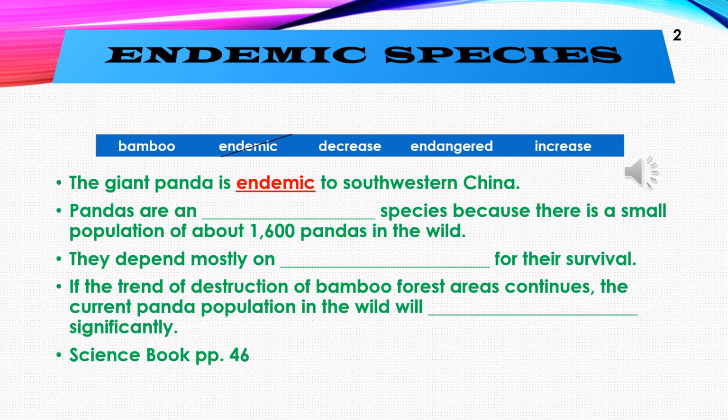And there is another thing that I want to mention before we go to the next page. Look, the word endemic is already crossed out. Why? Because I already used it as an answer. So every time you use one of the words, please cross it out. And then at the end you will have the right answer. Okay, now let's go to the next page.